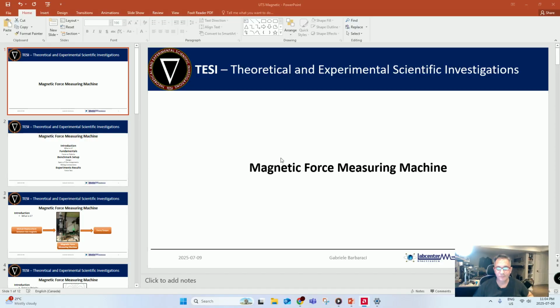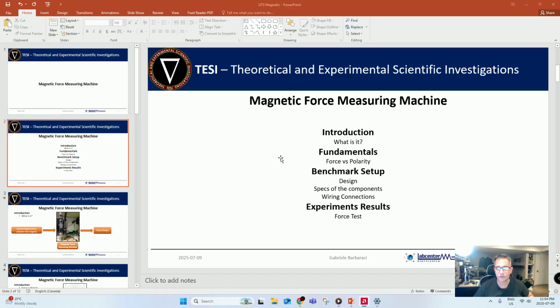So the agenda of today: we're going to make an introduction. What is this machine? Some fundamentals concerning magnets, the benchmark setup for the tool that we are using, and some little experiment results that have been performed by linking the data acquisition systems to the machine that I'm about to show you, to the computer and LabVIEW.